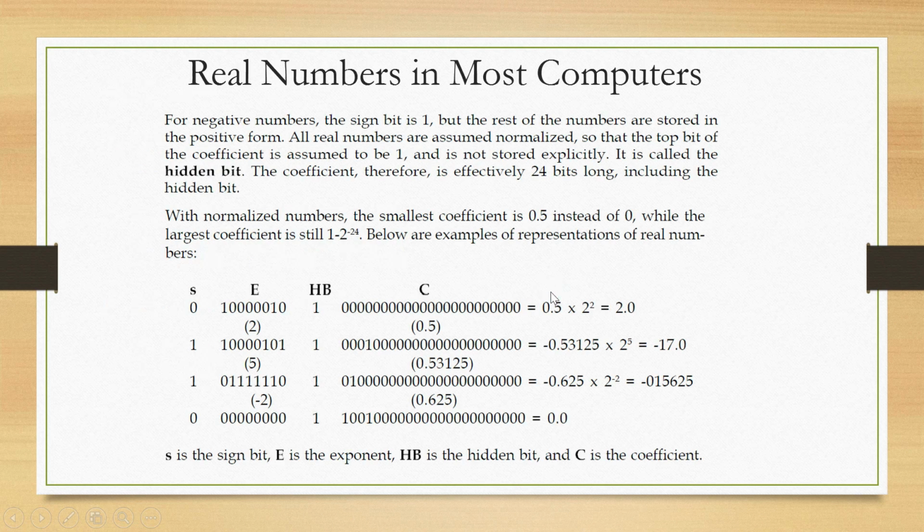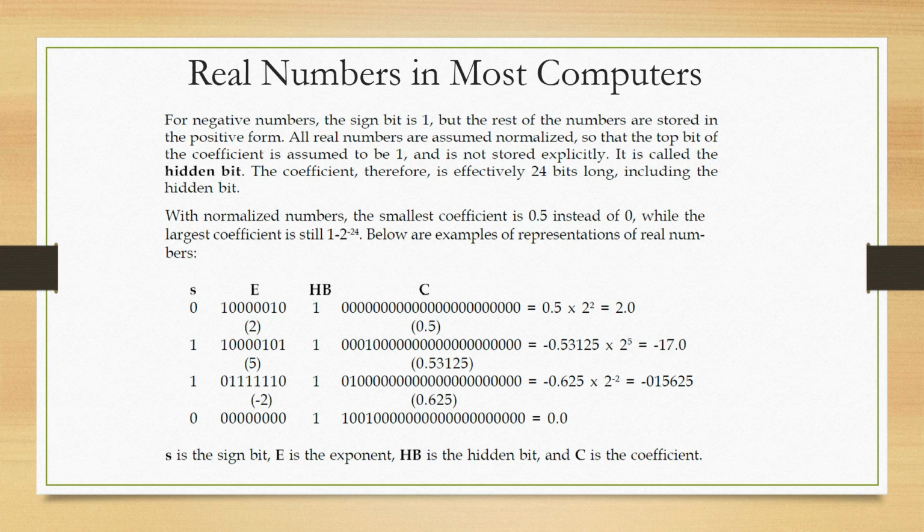For real numbers in most computers, so for negative numbers, the sign bit is 1, but the rest of the numbers are stored in positive form. So all real numbers are assumed normalized, so that the top bit of the coefficient is assumed to be 1 and is not stored explicitly. It is called the hidden bit or the HB.